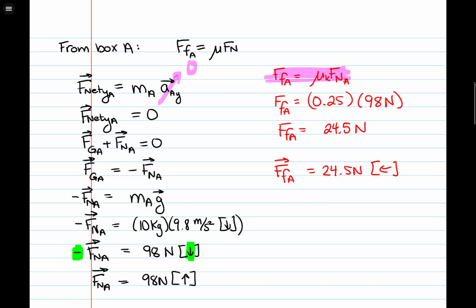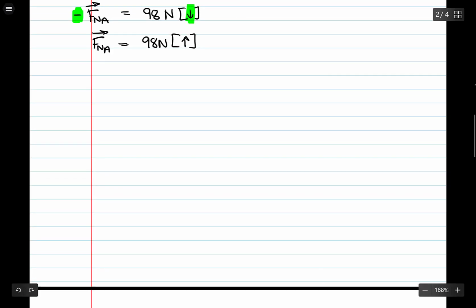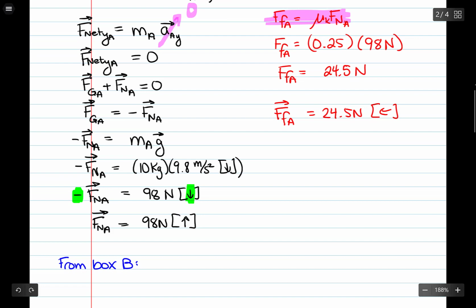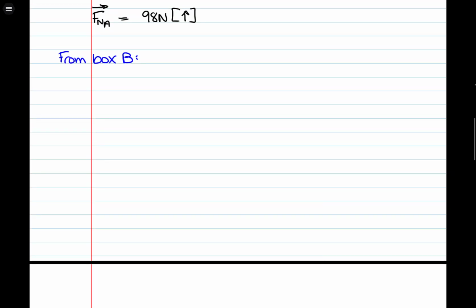Okay, so let's do the same type of analysis, but this time for box B. Okay, so we're going to look at box B. So from box B, and remember we're going to look at the vertical direction to find the normal force first. And so I'm going to say F net on B in the y direction is equal to the mass of box B multiplied by its acceleration in that y direction. So acceleration of box B in the y direction.